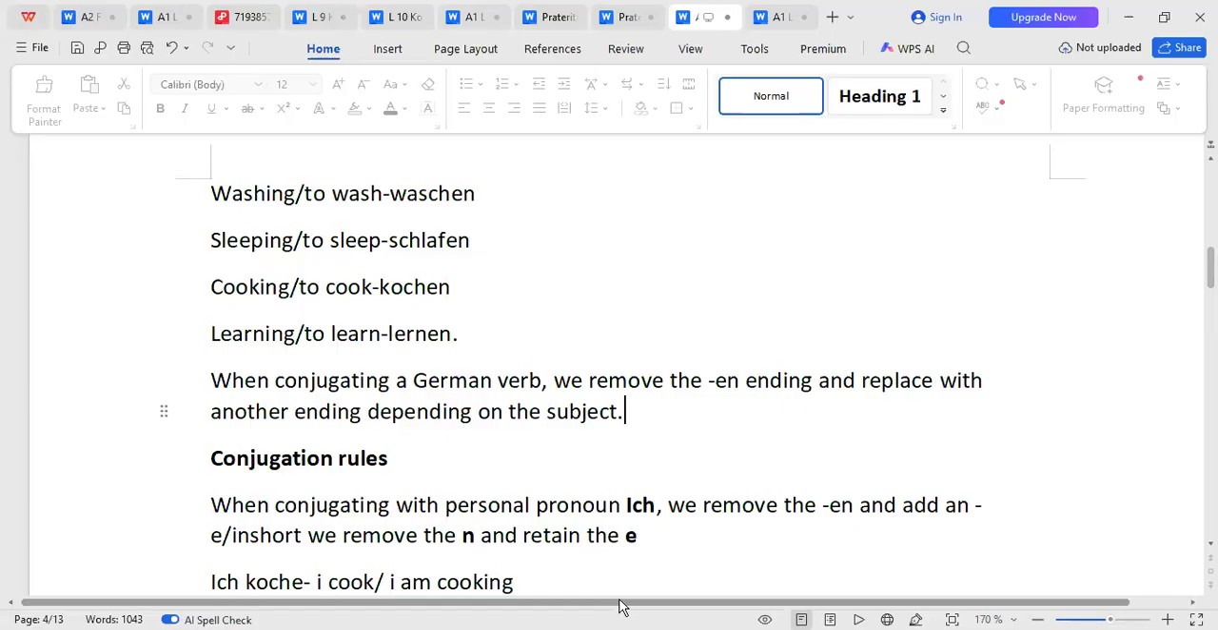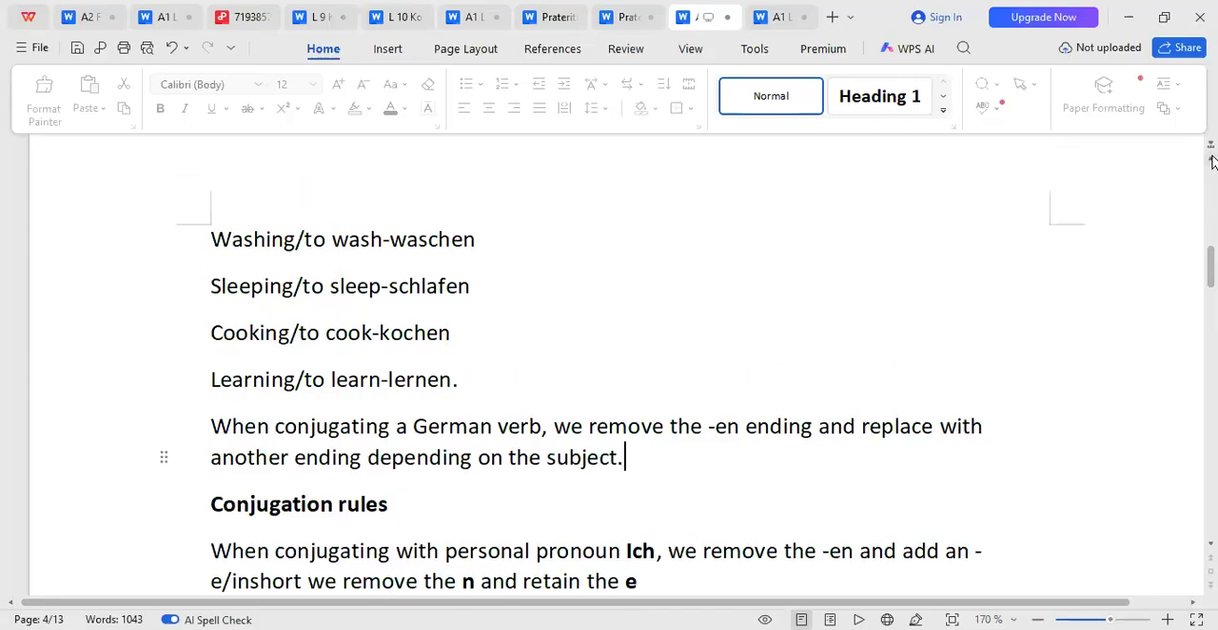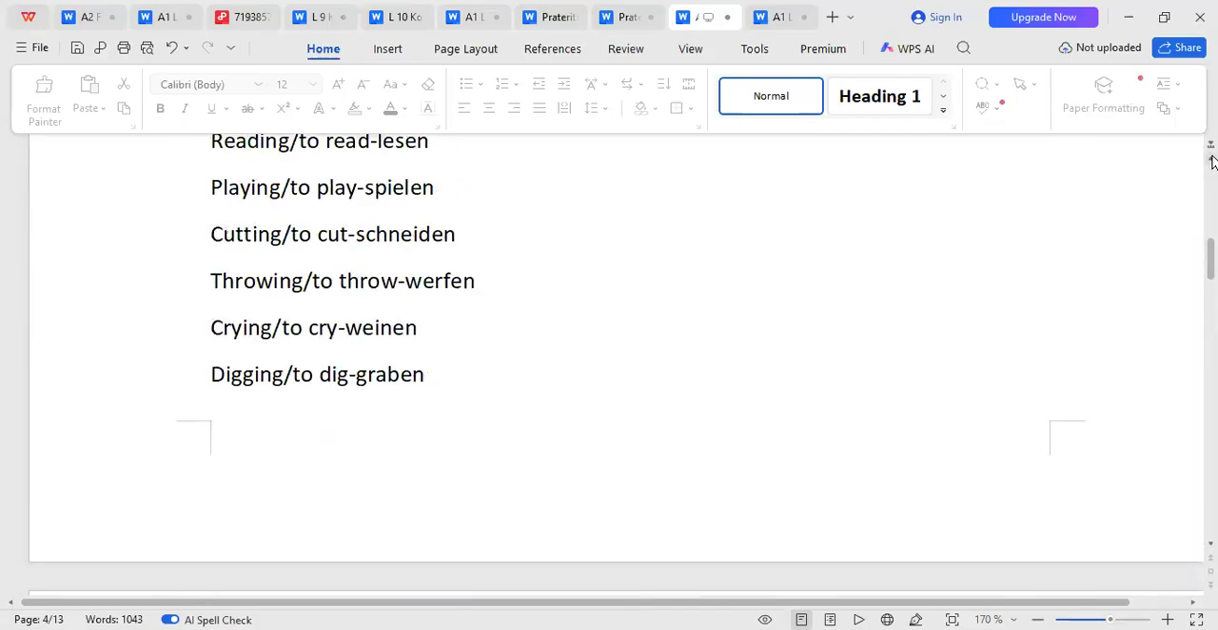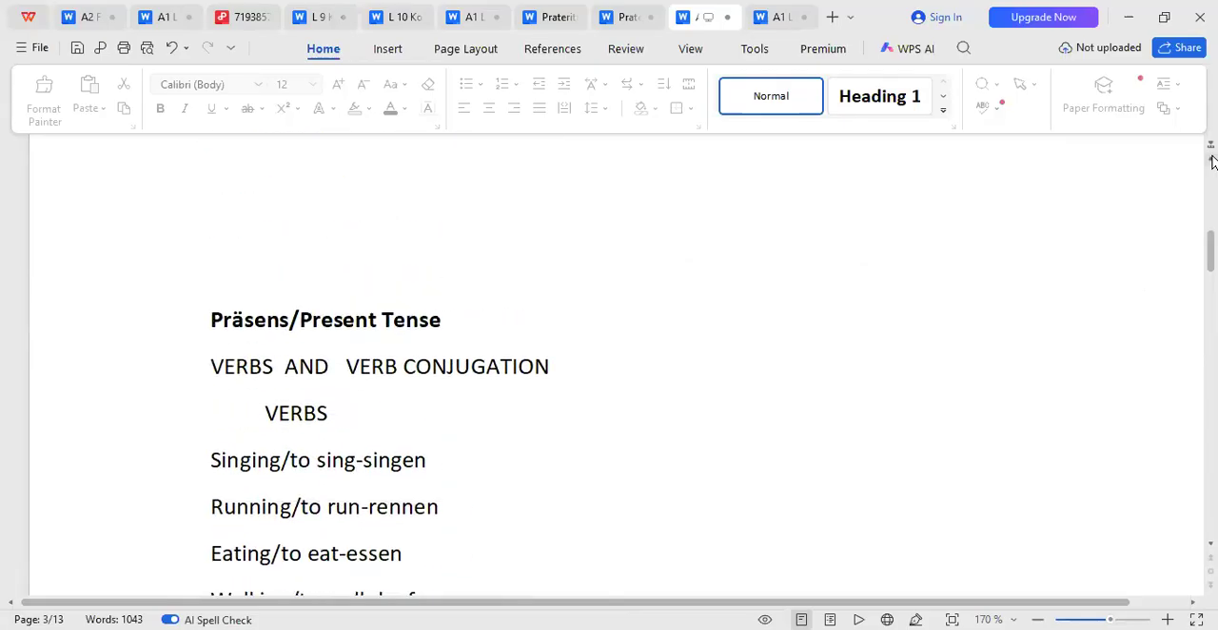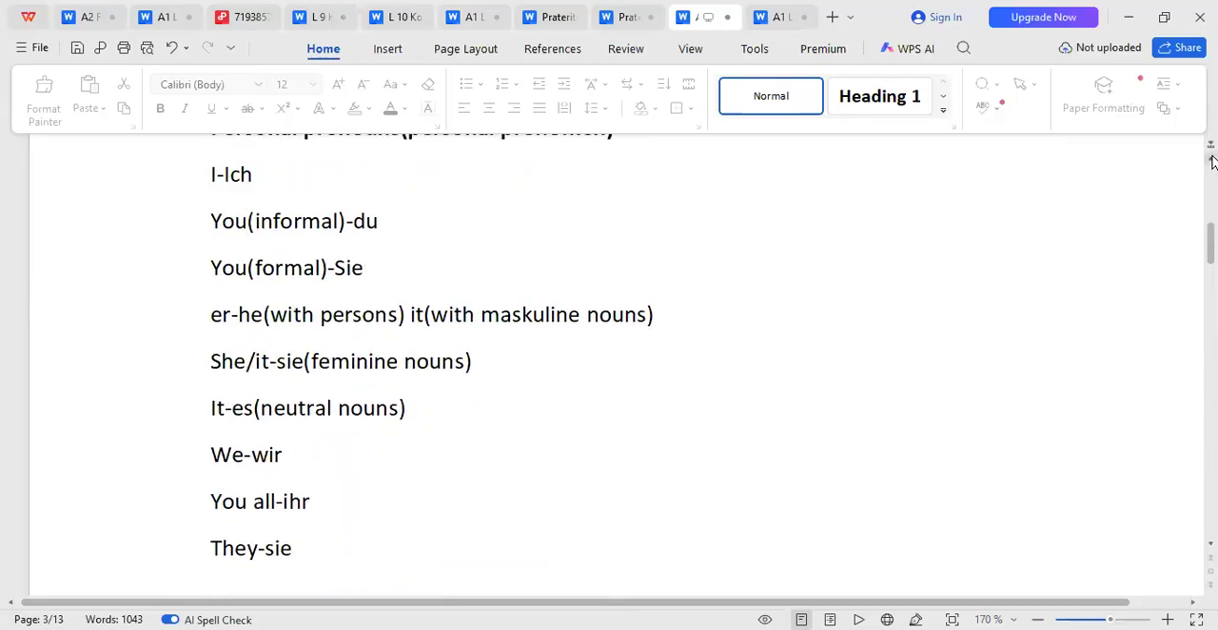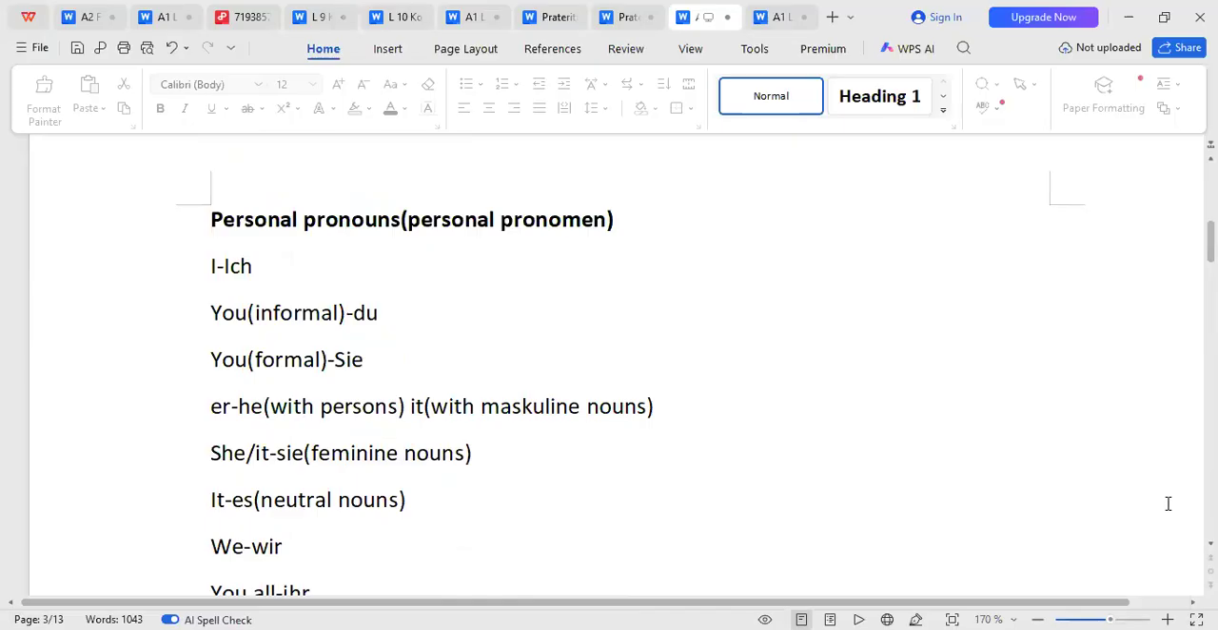I really believe that you know the subjects, because I'm telling you, when conjugating the German verb, students, before I teach you the conjugation rules, let me just remind you: the ich, the du. Let's check here, please. A moment, because I want you to have a grasp of this. Yeah, we have the personal pronouns. These are the subjects.